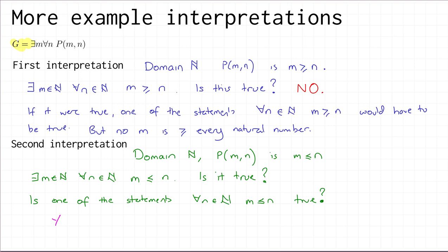Of course, the answer is yes. One of those statements is true. Specifically, when m equals 0, this is true. Because every natural number is greater than or equal to 0.